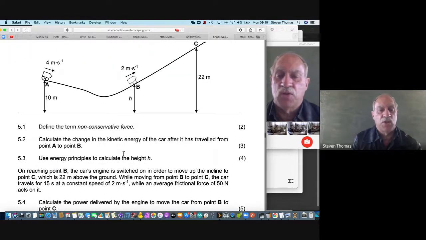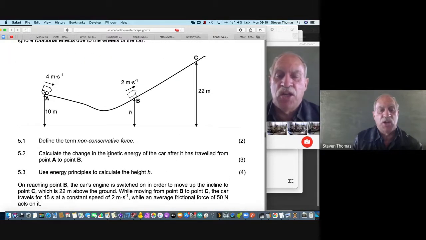And then you work out the kinetic energy there, half mv squared. So what is the question? Calculate the change in kinetic energy of the car. Okay, so you subtract that half mv squared from that, and that's the change. Always the final energy minus the initial, so it's going to be less. It's going to be a minus answer. Use energy principles to calculate the height h. Okay, use energy principles to calculate height h.